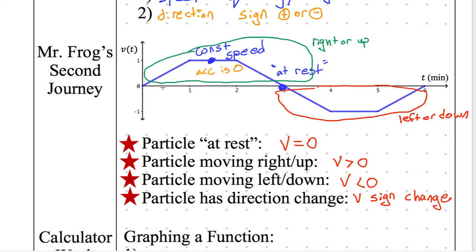So where is our V sign change with Mr. Frog's second journey? T equals 3. Yep, there it is. So at that point right there, that is change directions. I was going right, now I'm going left. I was going up, now I'm going down. I've changed direction at this time 3 because I've gone from a positive to a negative height on the graph of velocity. So far so good?